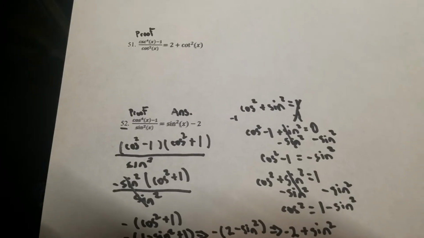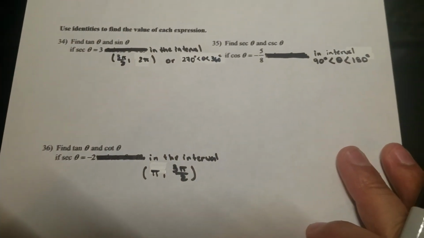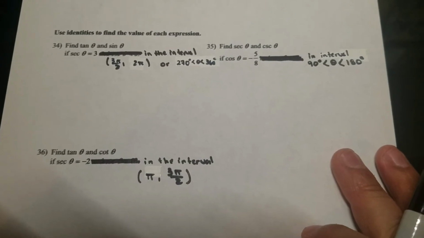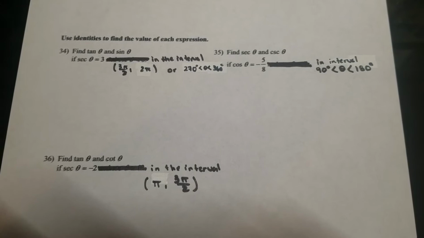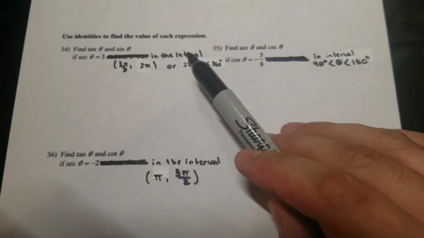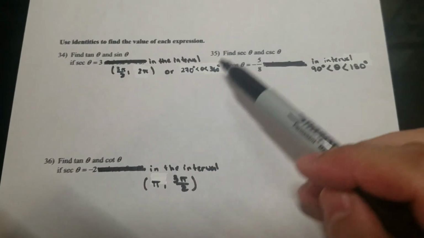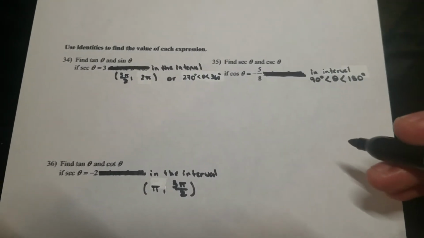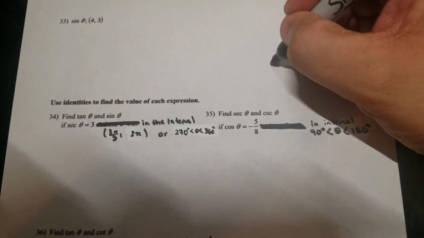Okay, now I do want you to make a couple corrections on these problems here. Number 34, number 35, number 36. They should look like this. And what I want you to pay attention to here is when it says in the interval 3 pi to 2 pi, 270 to 360, means the same thing. Now I'm going to draw off to the side over here, if I was looking at the unit circle.